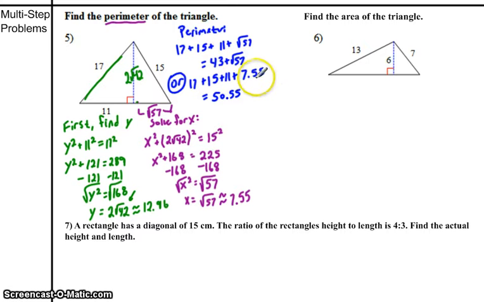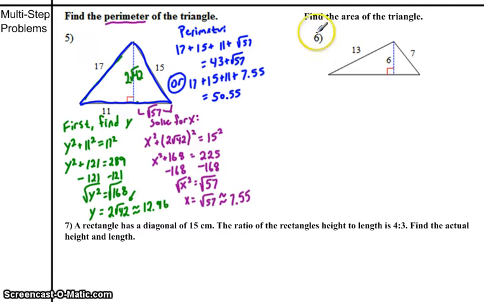However, if you decide to do this in decimal form, which might be more practical for an engineering or science application, then you would add everything together, and instead of the square root of 57, you would just write 7.55. After all, that is the decimal representation of the perimeter. In sum, you would get 50.55 as a perimeter.